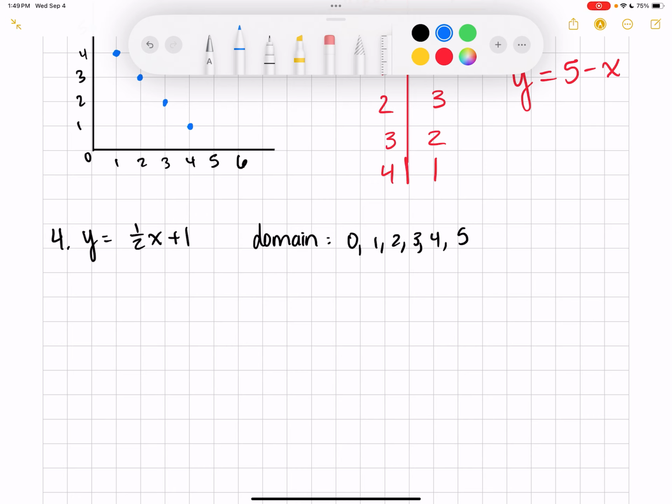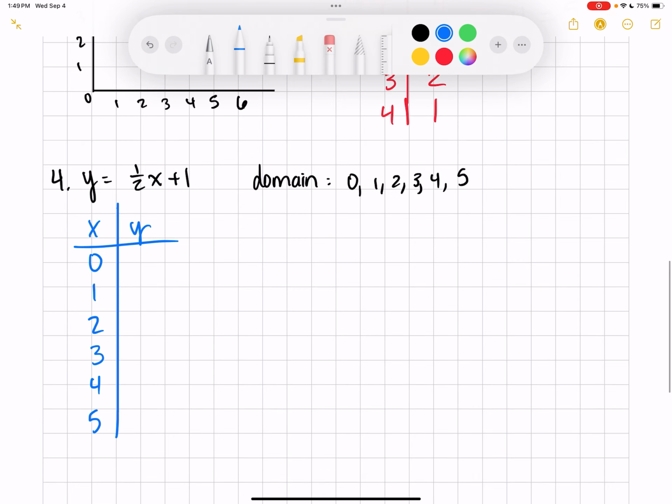All right, so I'm going to set up my table. So x and y. So x is 0, 1, 2, 3, 4, and 5. So when I plug in 1 for x, what do I get?